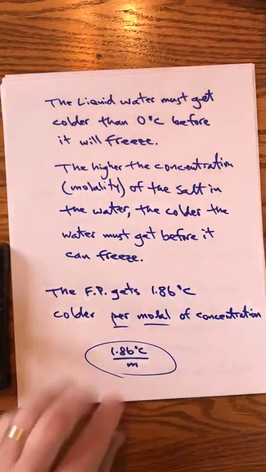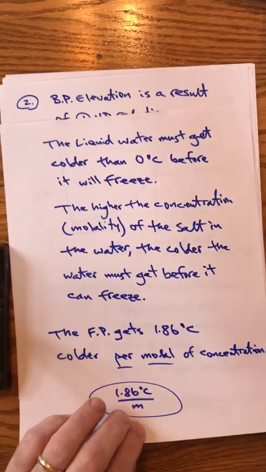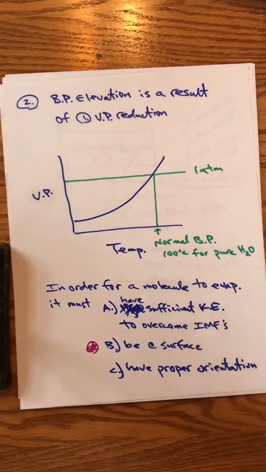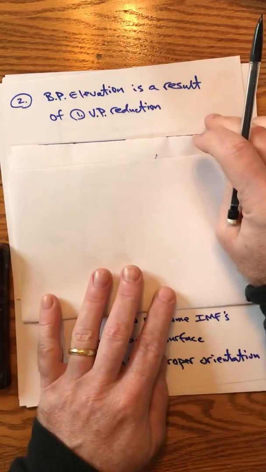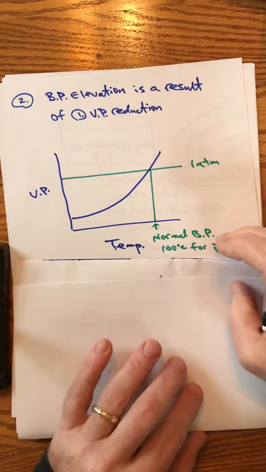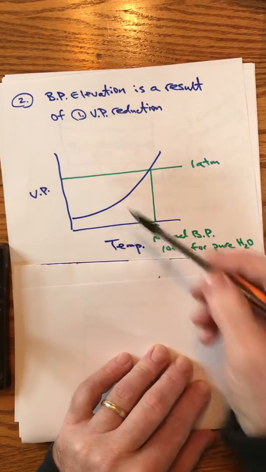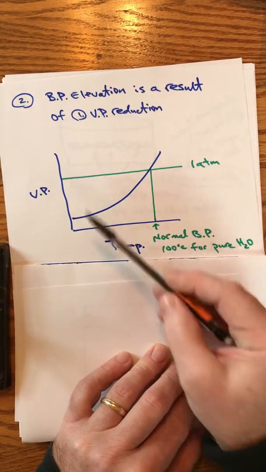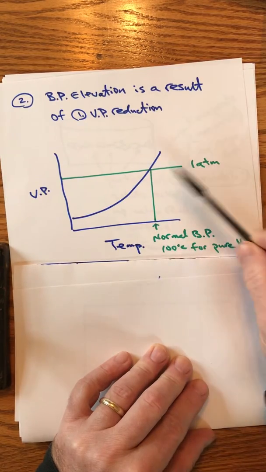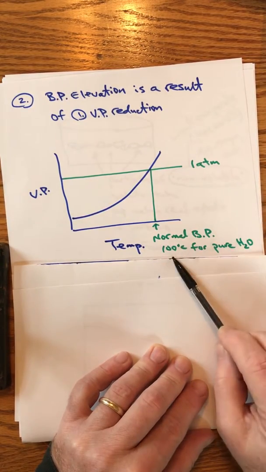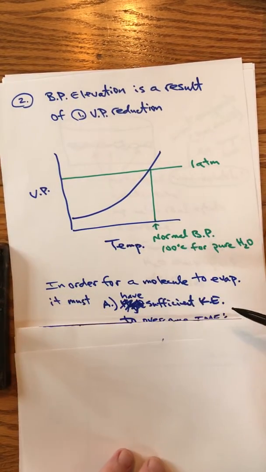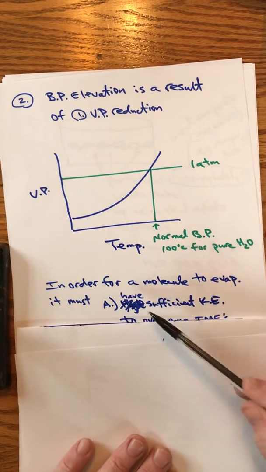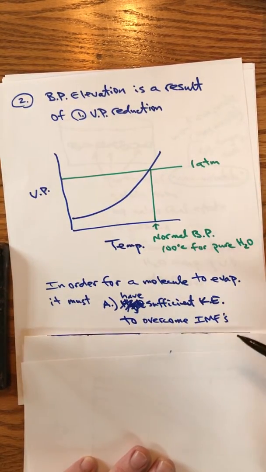Why is that? Well, boiling point elevation is a byproduct of vapor pressure reduction. We know that vapor pressure is a function of temperature, and temperature only. So here's vapor pressure, here's temperature, this is like table H. And if you get up to 1 atmosphere normal pressure, that temperature is the normal boiling point, which for water is 100 degrees C. Well, in order for a molecule to evaporate, 3 things have to happen. We know about this. It's got to have sufficient kinetic energy to overcome the intermolecular forces. Okay, that's E sub A on the charts we talked about in our last unit.